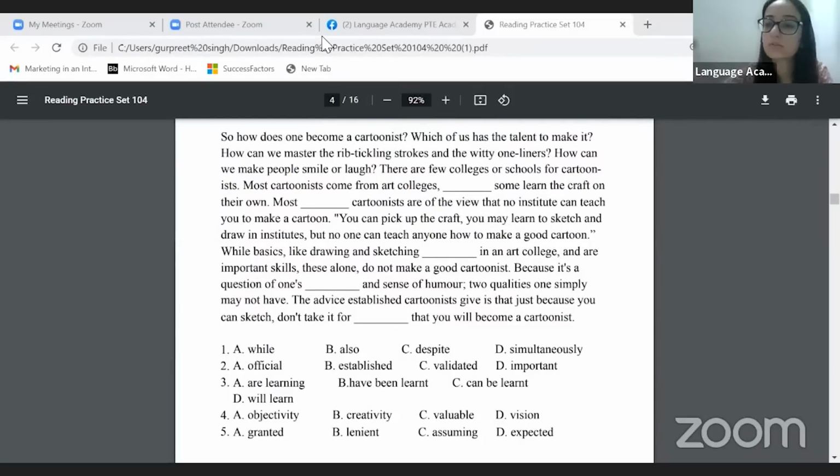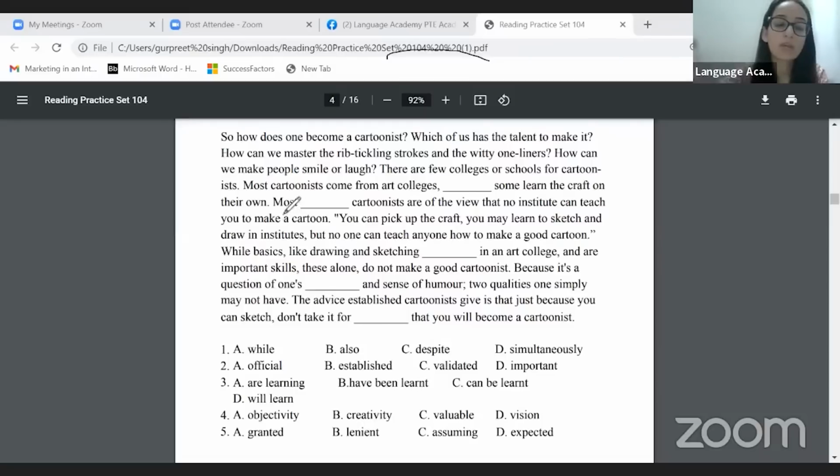Okay, well done. Now this is one of the questions where you should be targeting a really good score, or the best that you can score. So this says, so how does one become a cartoonist? Which of us has the talent to make it? How can we master the rib-tickling strokes and the witty one-liners? How can we make people laugh or smile? There are few colleges or schools for cartoonists. Most cartoonists come from art colleges, dash, some learn the craft on their own.